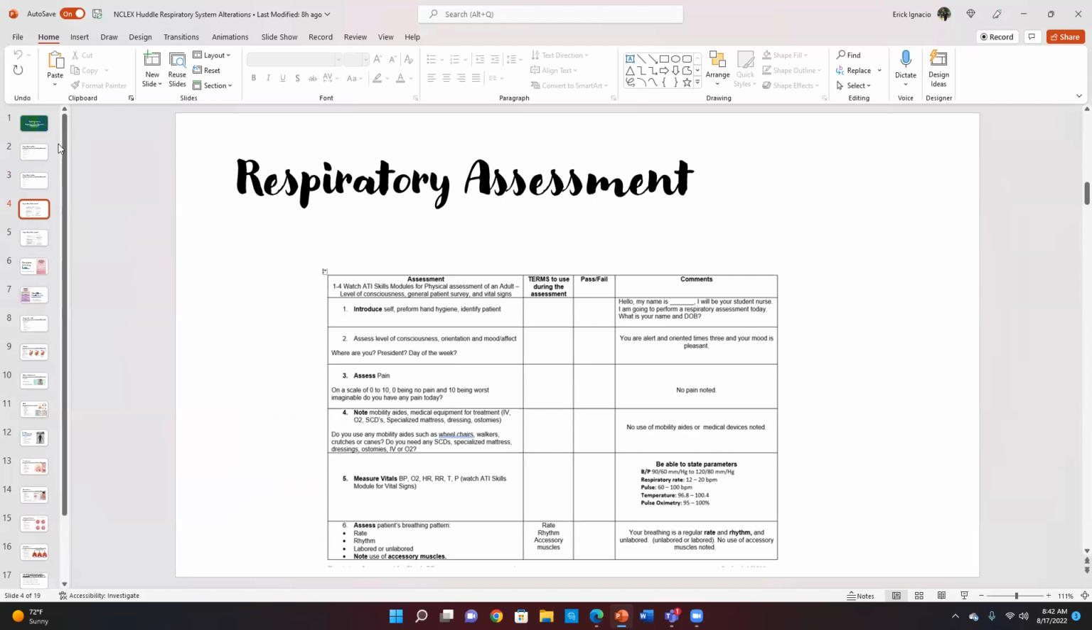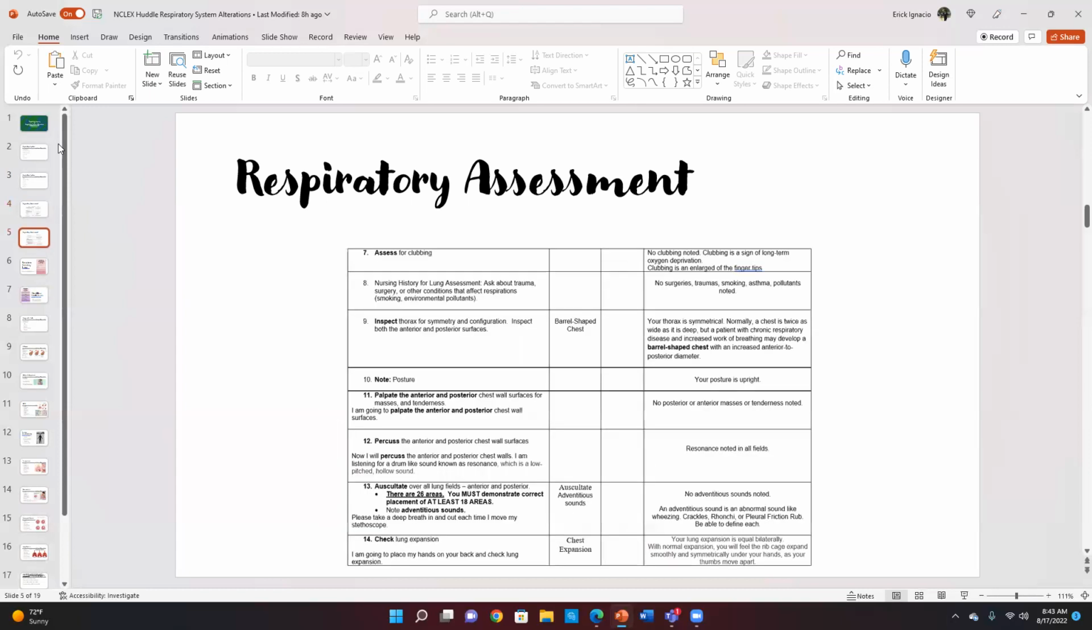Of course, we will take our vital signs. And we will also pay particular attention for this respiratory assessment to the patient's rate and rhythm of breathing. Is the breathing labored or is it unlabored? Are they struggling to breathe? And we will also note the use of accessory muscles. We will assess the patient's fingers and toes for clubbing. And we will also ask the patient if they have any history of lung trauma, exposure to environmental pollutants, anything that could affect their respirations. And that also includes smoking and vaping.